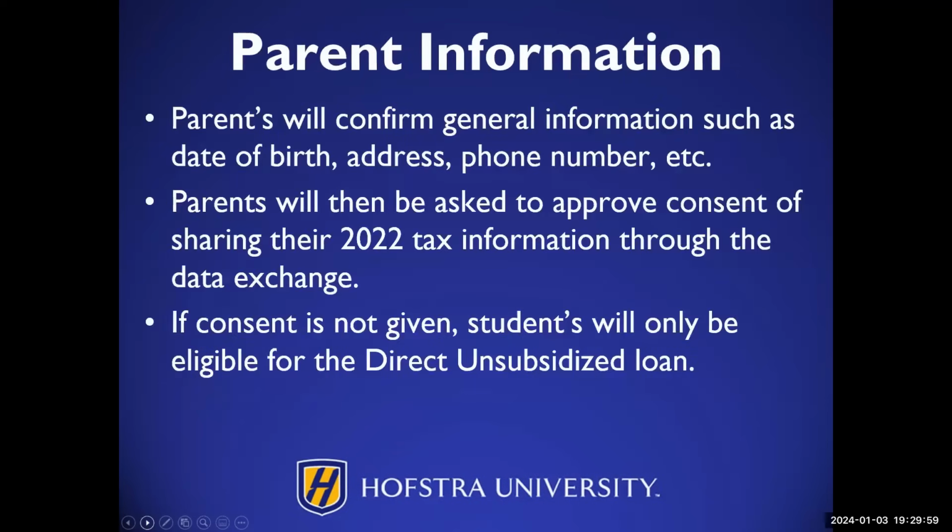So it's going to ask, once you've accepted your invitation, for parent information. This is where you'll confirm general information like your date of birth, address, and phone number. This would already be inputted because the student sent you the contributor information, which has some of this information. Then parents will be asked to approve consent of sharing their 2022 tax information through the data exchange. Again, if consent is not given, students will only be eligible for the direct unsubsidized loan.